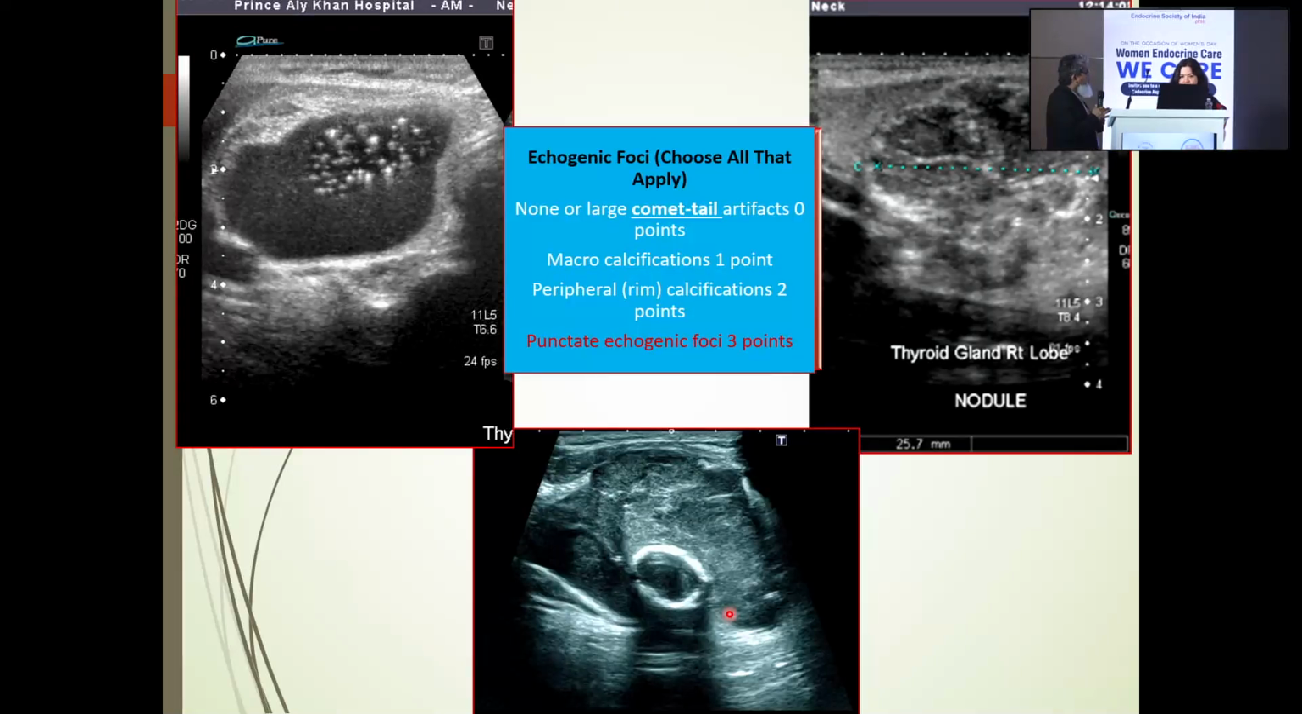You can talk about the calcification, because that's something very important. I think calcification is something which makes life very easy, in the sense that the moment you pick up a comet tail artifact, which is an artifact, it's not a calcification per se. I hope you can see it here.